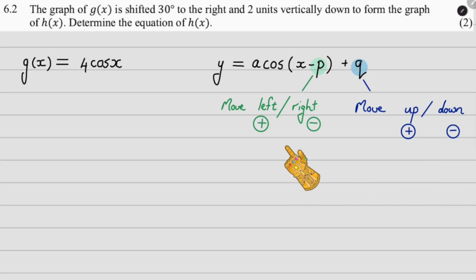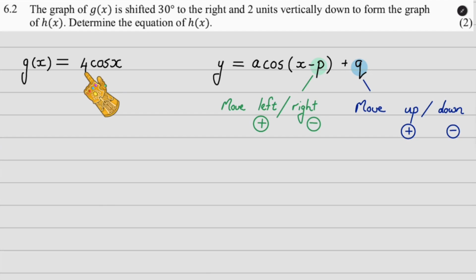If you have a look over here, A doesn't get affected at all. So this variable over here moves the graph left and right. If I'm moving it left, I add. If I'm moving it right, I subtract. And then this variable that's outside the bracket moves the graph up and down, and this one's normal. If it's positive, you're moving it up, and if it's negative, you're moving it down. So we're going to apply this logic here.